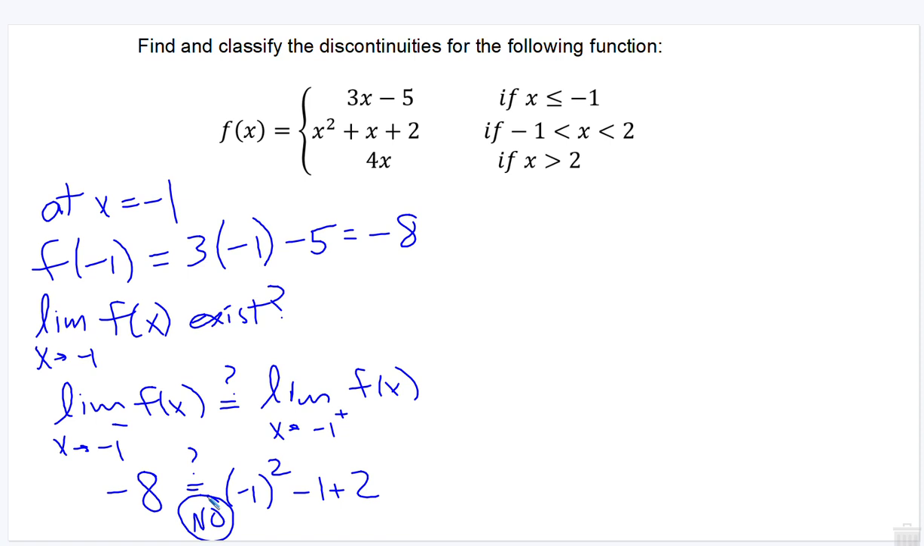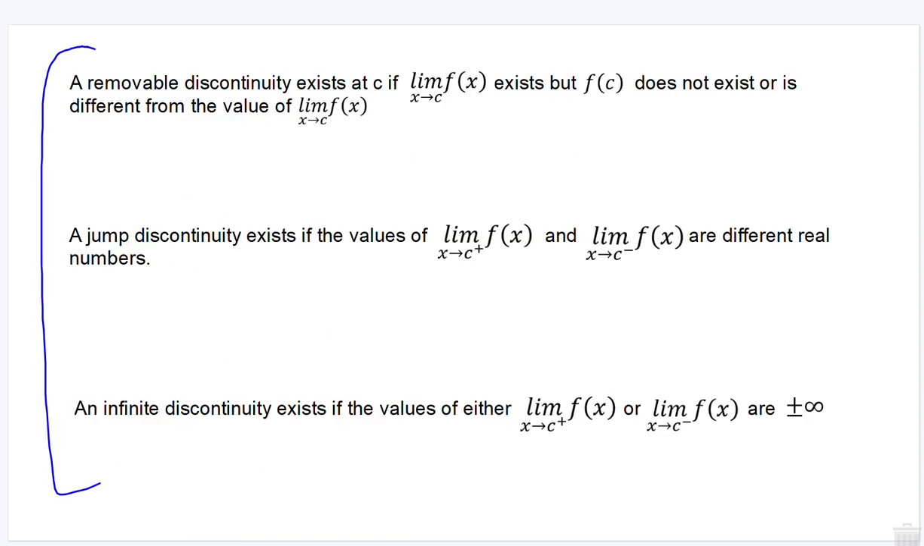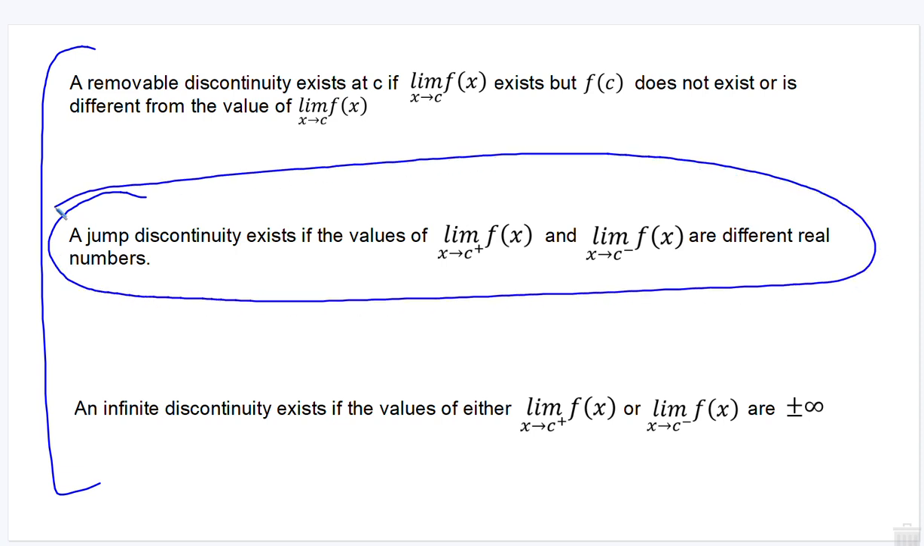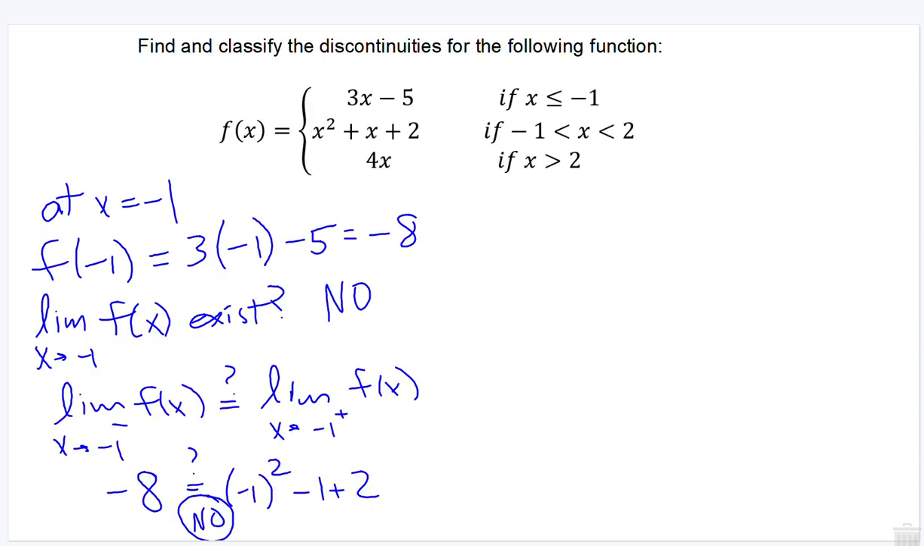So that's not true. Therefore, does the limit as x approaches negative 1 exist? The answer is no, because we know that the limit from the left and the limit from the right don't equal each other. Okay? So at x equals negative 1, we had the situation where the left and the right-hand limits didn't line up. They were different values. And so that's a jump discontinuity. A jump discontinuity exists if the values are different real numbers. So we'll go in here and we'll say that at x equals negative 1, we had a jump discontinuity.